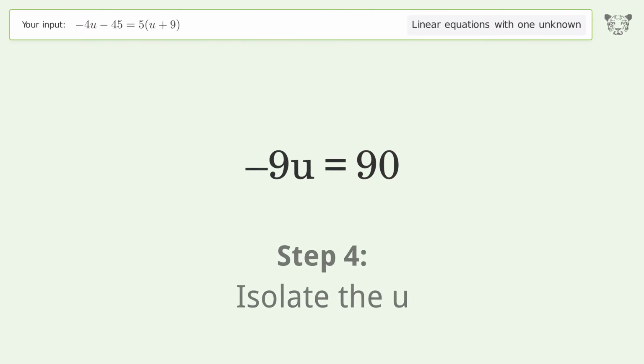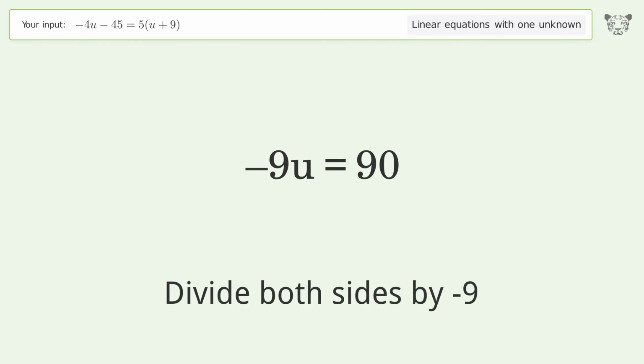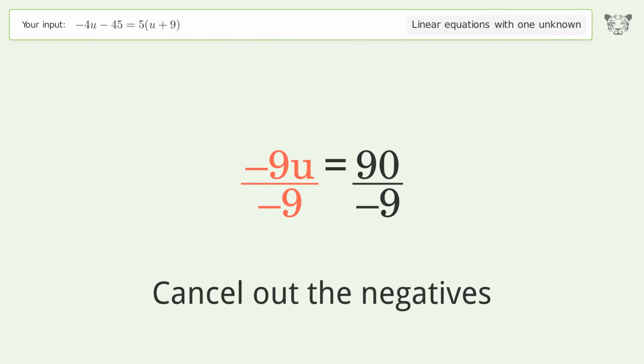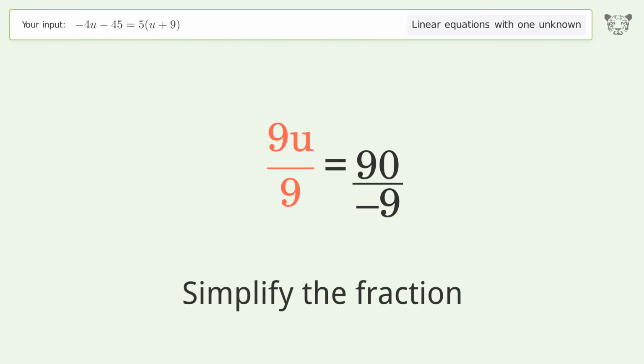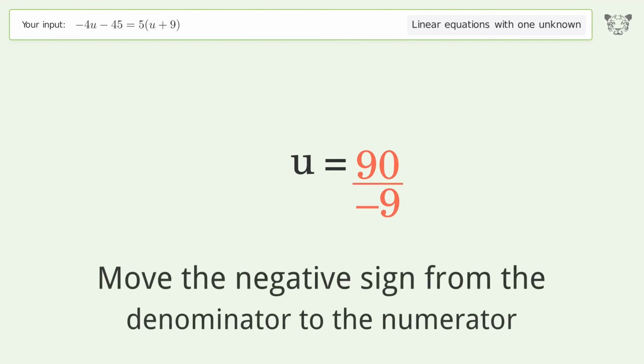Isolate the u. Divide both sides by -9. Cancel out the negatives. Simplify the fraction. Move the negative sign from the denominator to the numerator.